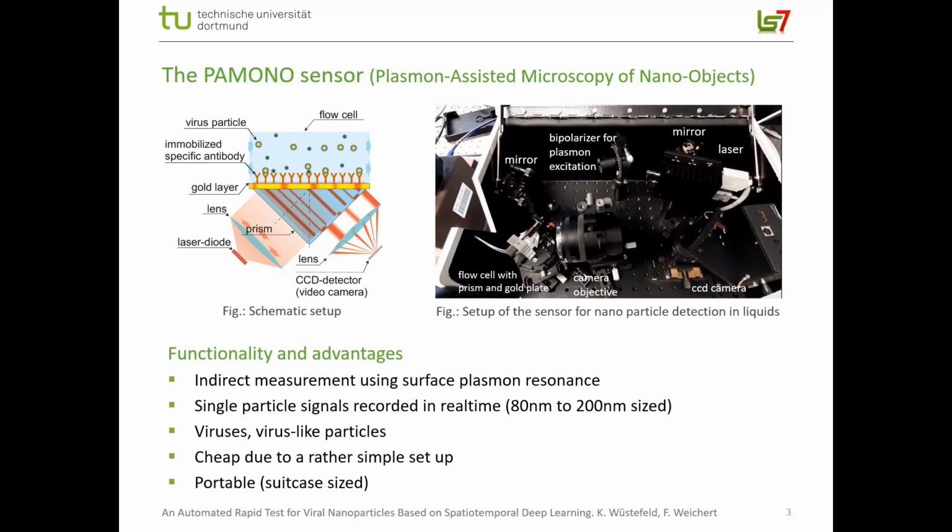On the right side of the slide, you can see a photo of the actual device, which is quite similar to the schematic setup. The only thing which is added here are the mirrors, which basically enable a more compact construction of the sensor. As the name of the sensor already says, the effect that is used here is the plasmon resonance, which enables us to record particles which are currently of sizes between 80 and 200 nanometers. For measuring results, we use synthetic and virus-like particles, as they can be received easily in well-defined sizes. Due to the simplicity of the device, the components are rather cheap, while the whole construction that you see in the photo has only the size of a suitcase.